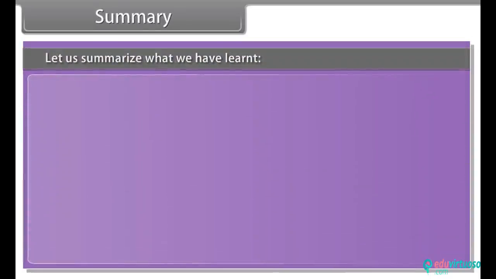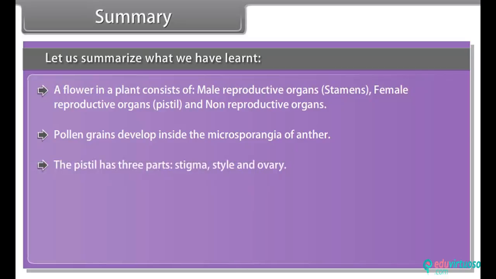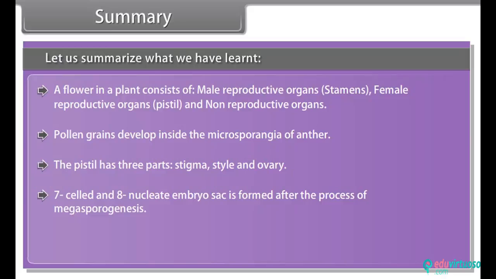Summary. Let us summarize what we have learned. A flower in a plant consists of male reproductive organs, stamens, female reproductive organs, pistil, and non-reproductive organs. Pollen grains develop inside the microsporangia of anther. The pistil has three parts: stigma, style, and ovary. 7-celled and 8-nucleate embryo sac is formed after the process of megasporogenesis.